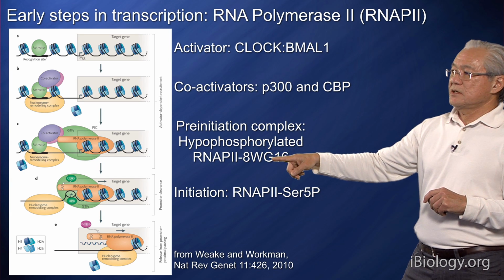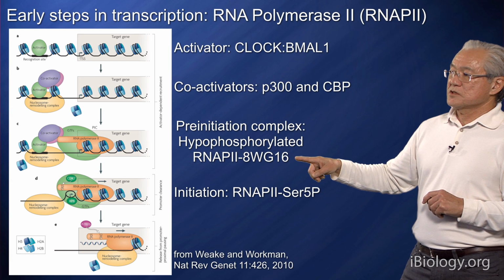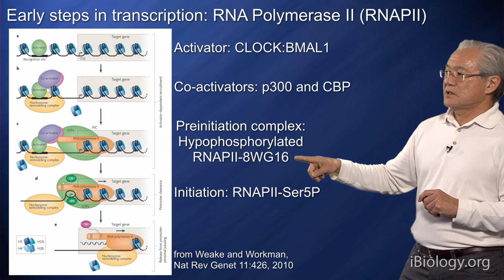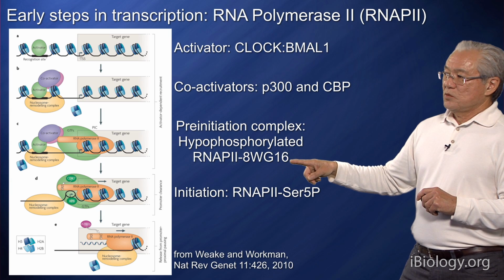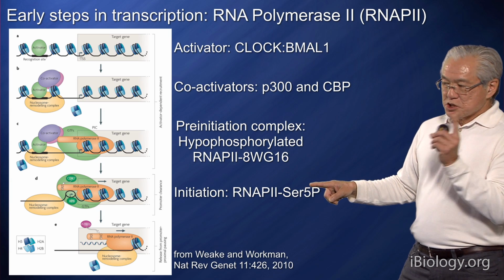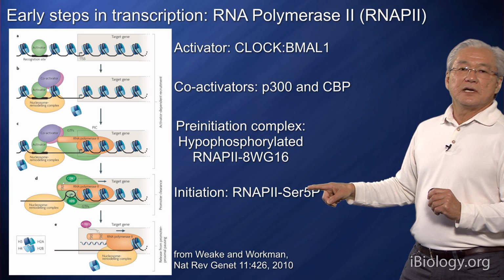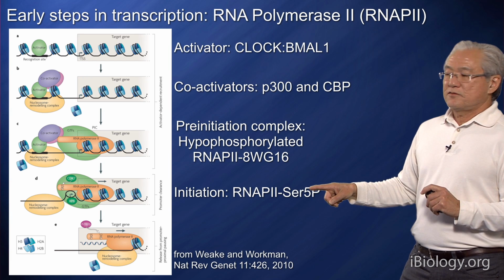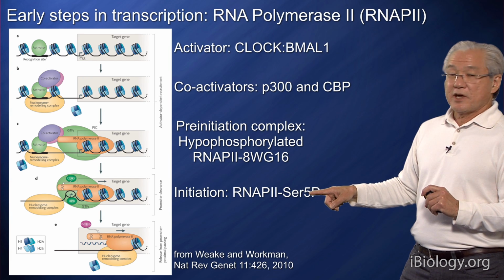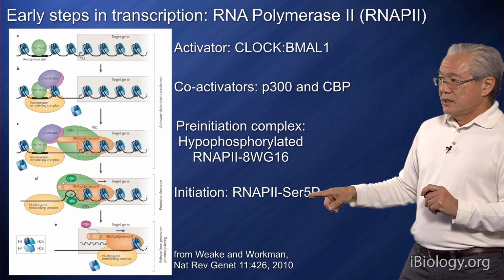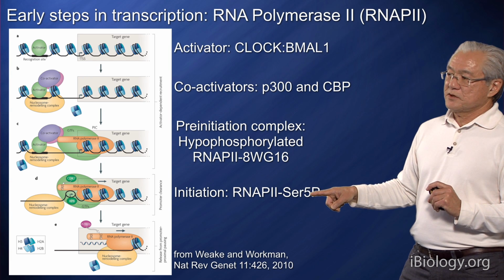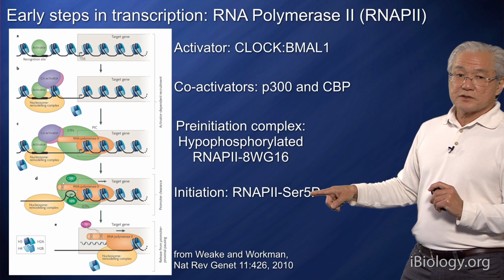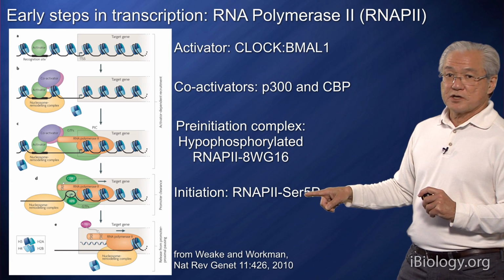In this case, we can detect this hypophosphorylated Pol2 with this particular antibody, 8WG16. Then one of the first steps in initiation of Pol2 is serine 5 phosphorylation of the C-terminal domain. And again, we can detect this form of polymerase with a specific antibody for Pol2 serine 5 phosphorylation.